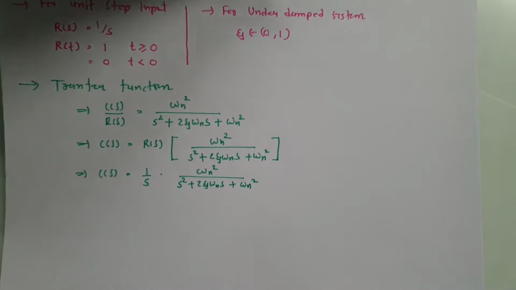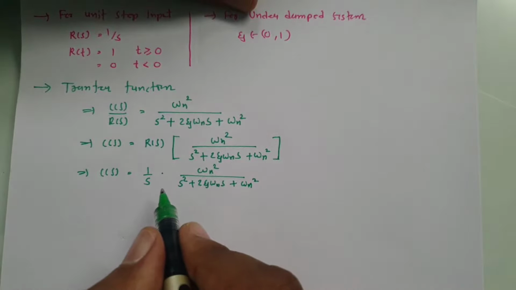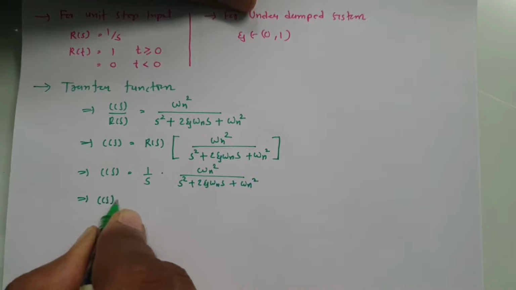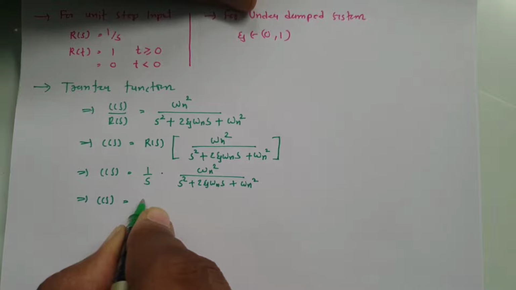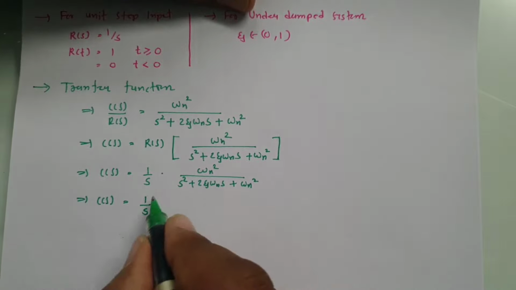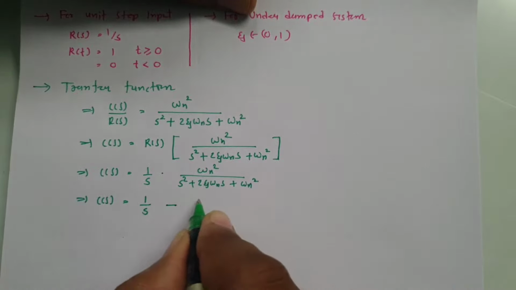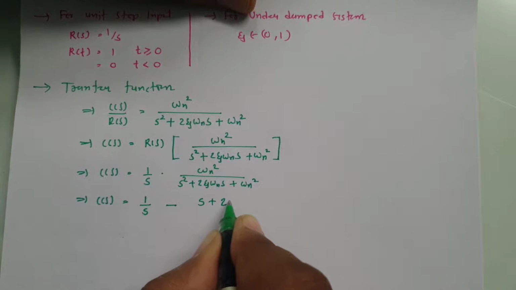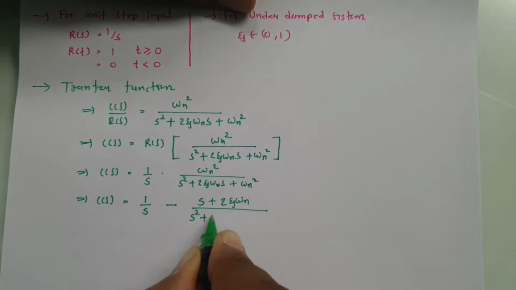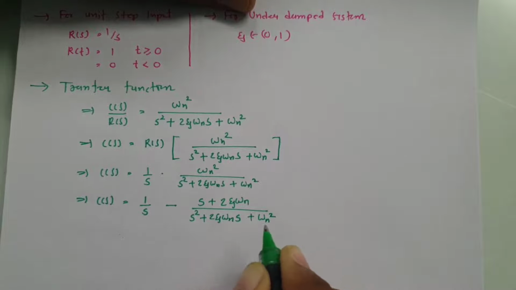Now I'll try to simplify this by a partial fraction expansion, but that will be a bit lengthy process, and this simplification of C of S is a bit easy. So I think you should do this, and I'll cross verify that even. See, this will now be 1 by S minus S plus 2 zeta omega n divided by s square plus 2 zeta omega n s plus omega n square.